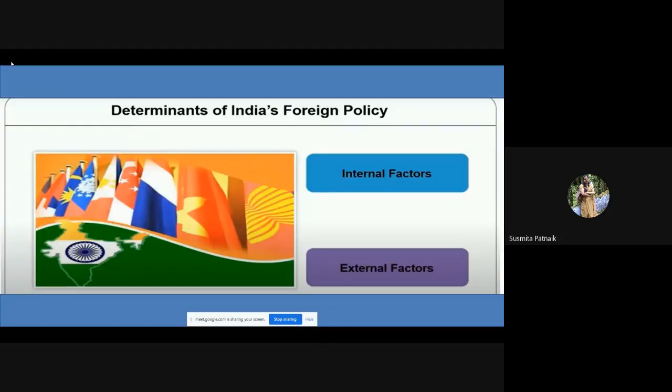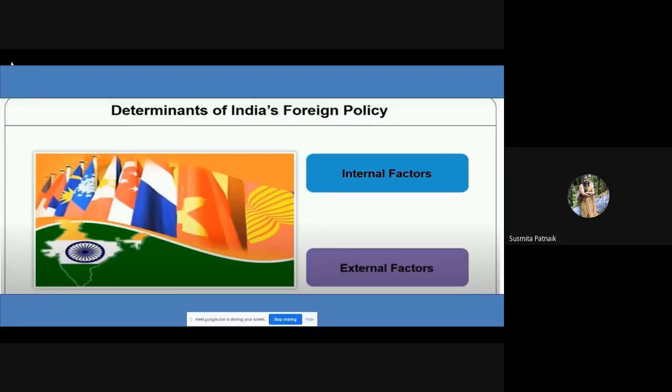Then the determinants of India's foreign policies. I think this unit is from the second unit. Here the determinants of India's foreign policy have been divided into two parts. One is called the internal factor and the second one is called the external factor.